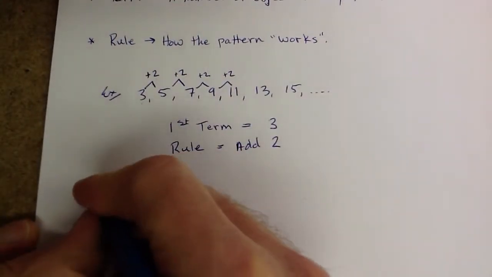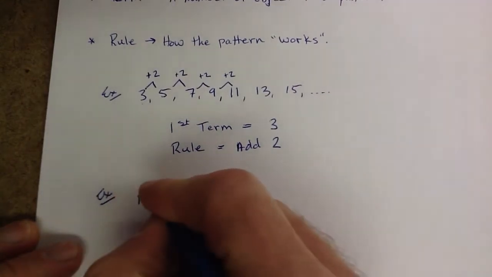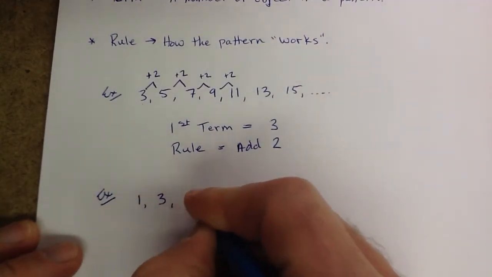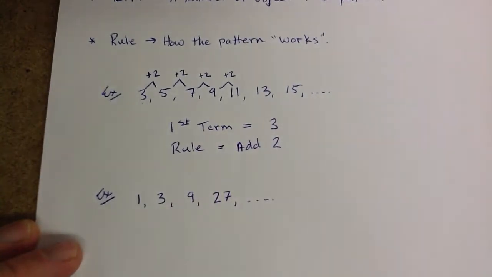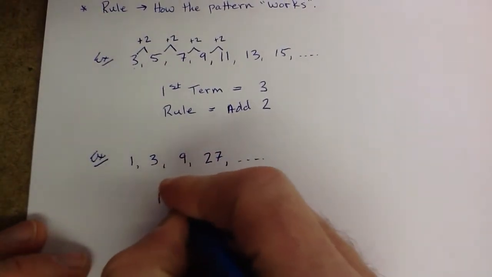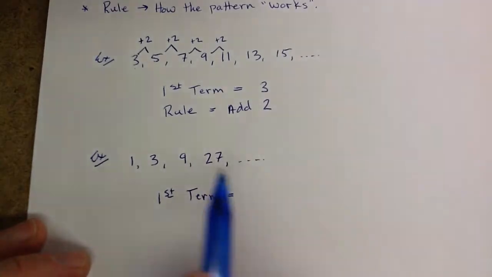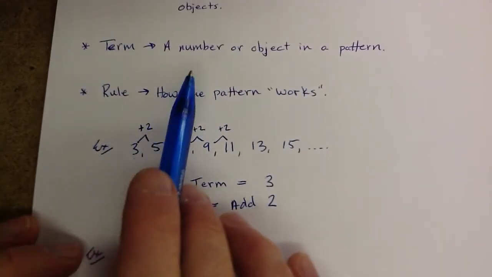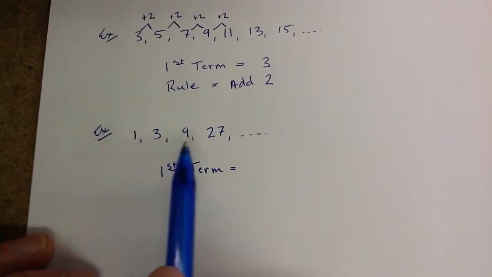Let's look at another example. Let's say I have the pattern of 1, 3, 9, 27, and so forth. Now once again, let's find the first term. Where do we start? Well, if a term, by definition, is a number or object in a pattern, the first one would be a 1.